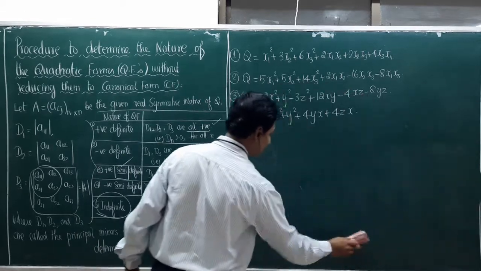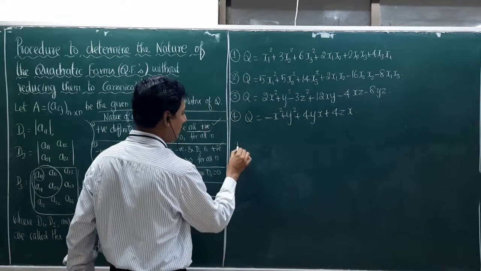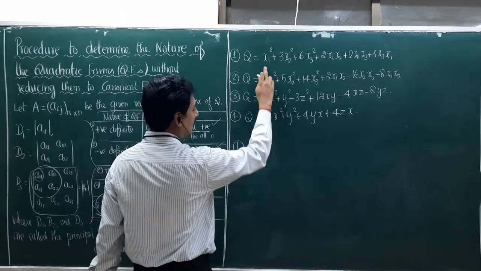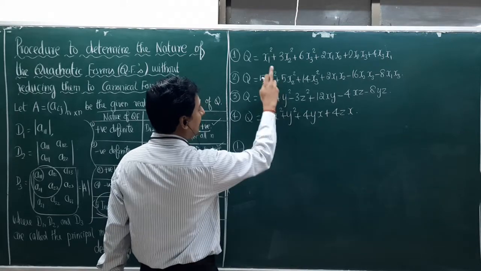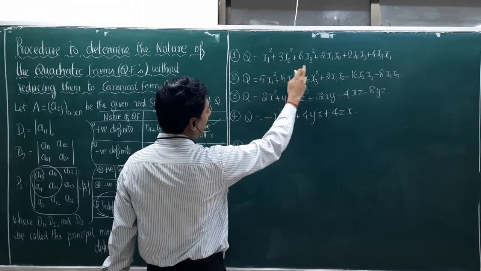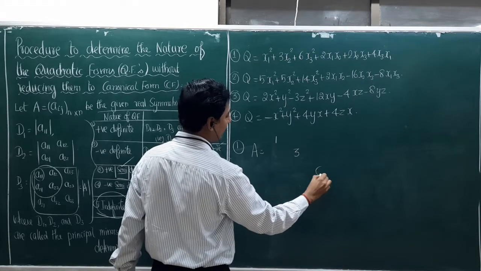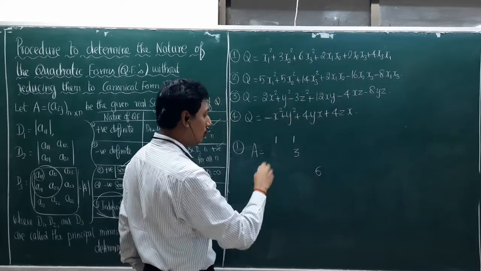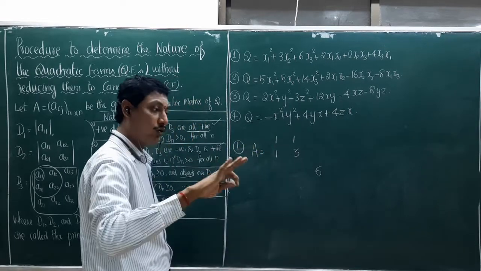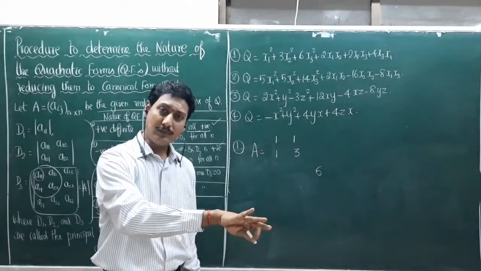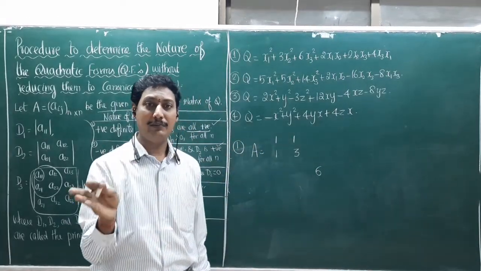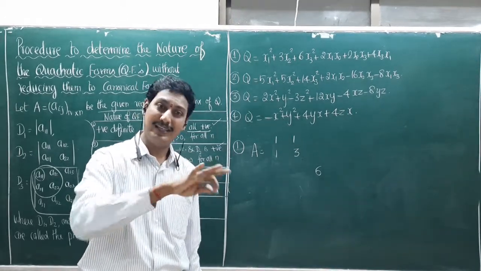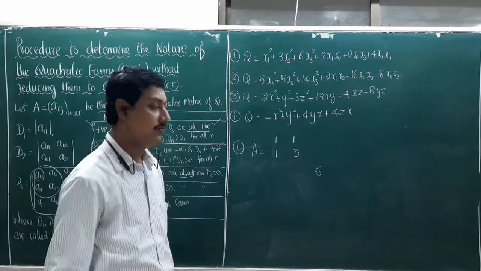So I am going to the first question now. What is the real symmetric matrix A? First of all, we fill in the coefficients of the squared terms on the diagonal: 1, 3, 6. What about x1x2? The coefficient 2 is divided by 2, giving 1. I made a separate video on how to convert the quadratic form into the real symmetric matrix and vice versa. Please go and watch that separate video.